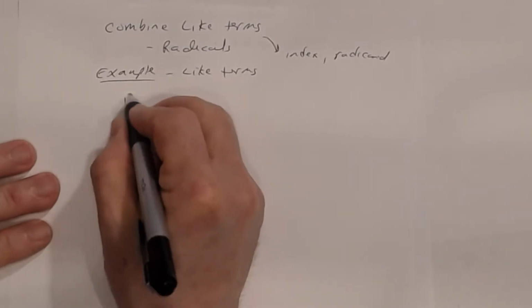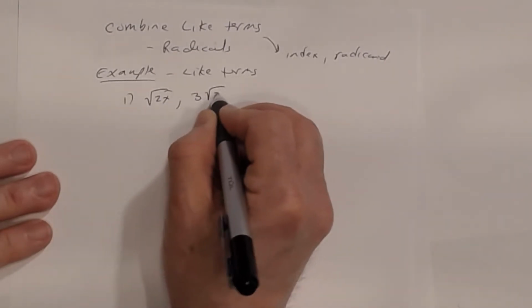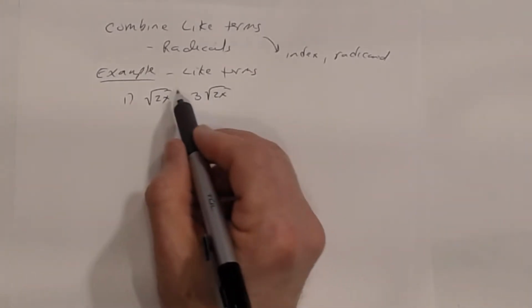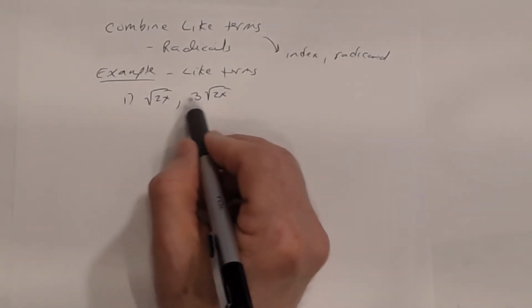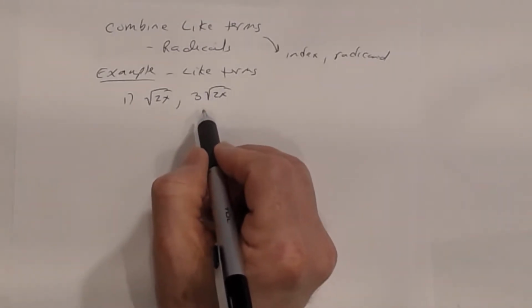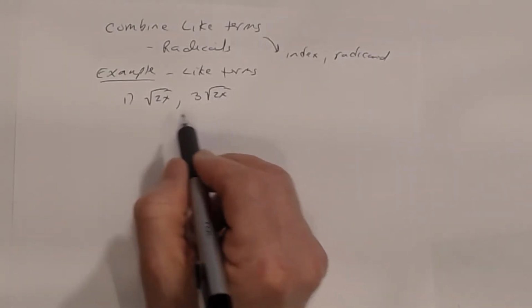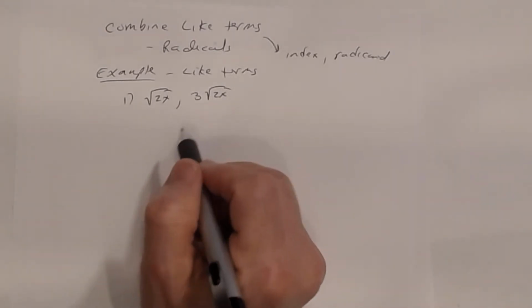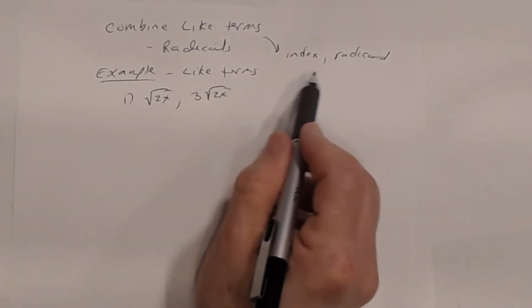The first one, the square root of 2x, and then 3 square root of 2x. You see the word index and radicand. Notice the square root, so the index here is 2, the index here is 2. The radicand is 2x, the radicand is 2x. So those are like terms. It doesn't matter what the coefficient is, that number in front. That's a 1, that's a 3. Does not matter. What matters is the index and the radicand.